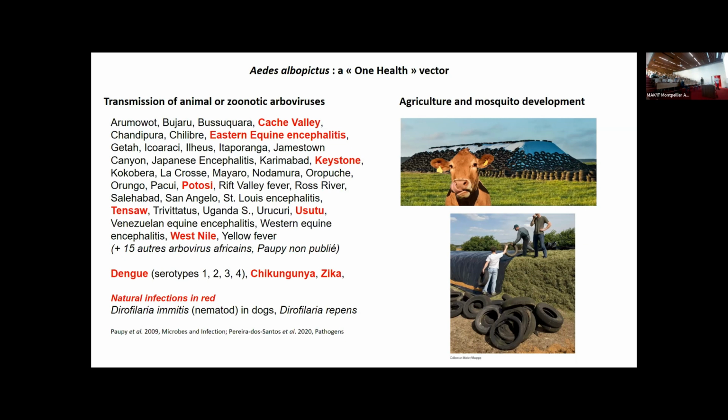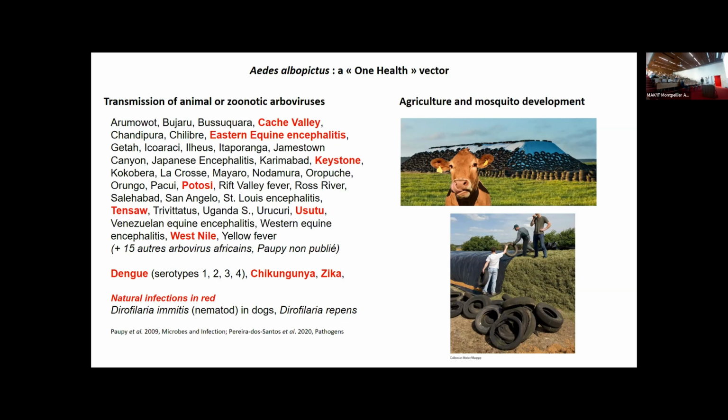In red, I'm not very sure it is red, but at least in red, it is what is transmitted in the wild, in real life: dengue, chikungunya, Zika, but also West Nile, Zutu, Keystone virus, Protozoa, but also in the lab, you have all the other viruses, which are viruses responsible for zoonosis. So this mosquito, in particular environmental conditions, is able to serve as a bridge vector for transmitting viruses to humans.